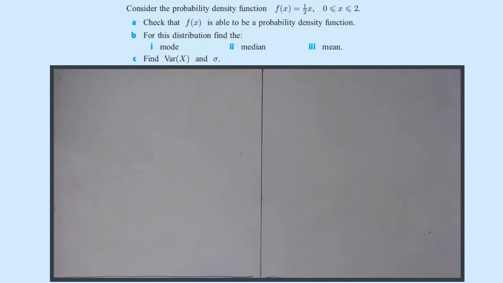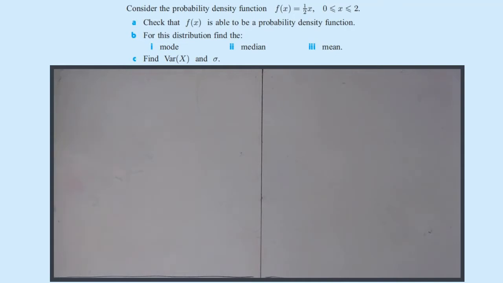Consider the probability density function f of x equals a half of x for the domain of x between 0 and 2 inclusive. Part A, check that f of x is able to be a probability density function.